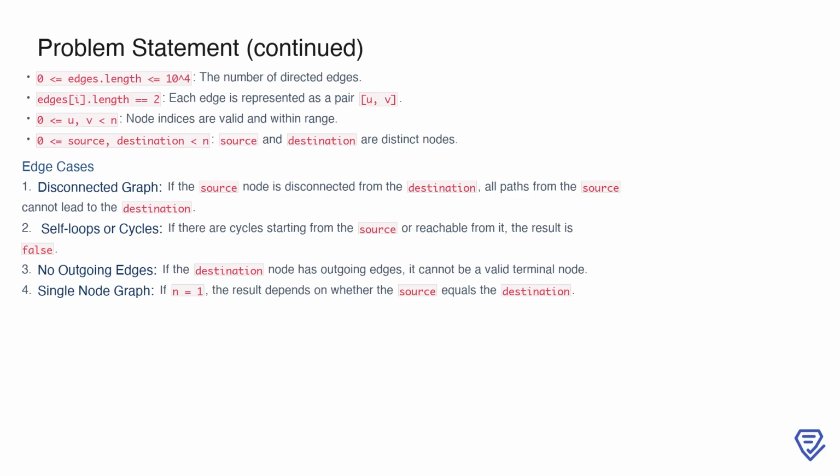Cycles or self-loops starting from the source also result in false, as they prevent paths from terminating correctly. If the destination node has outgoing edges, it is not a valid terminal node, as paths can continue indefinitely. Lastly, in a single-node graph, the result depends on whether the source and destination are the same. These considerations ensure the solution accounts for all possibilities and edge cases.